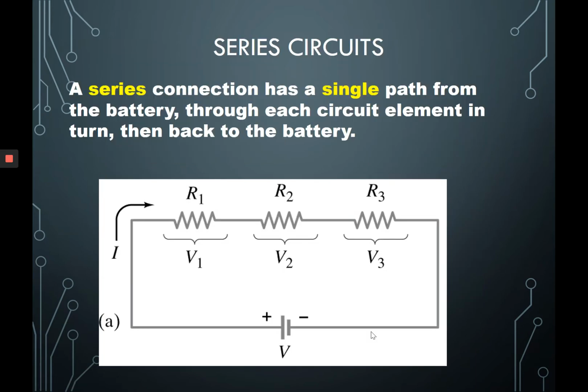So let's talk a little bit more about these circuits. So here is a series circuit. There's one path in which the charges can flow. So the current in a series circuit is everywhere identical. So in a series circuit, the current is equal everywhere. However, the voltage, the potential difference, it adds up.